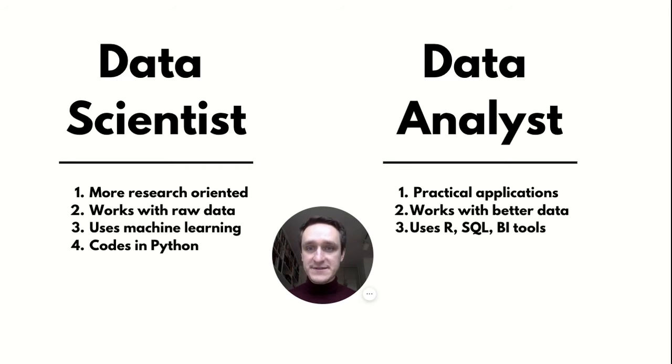So basically the main difference is that data scientist is more research oriented, whereas data analyst is more towards practical applications. Also their technical scope is somewhat different. A data scientist usually works with raw data, can use machine learning, can deploy different machine learning models and code in Python. So most of the data analysis is done in Python, whereas a data analyst is working with more pre-processed data. He or she can use SQL, R, or different business intelligence tools that can already do a little bit of work for him. But on the other hand, he might have more expert knowledge.